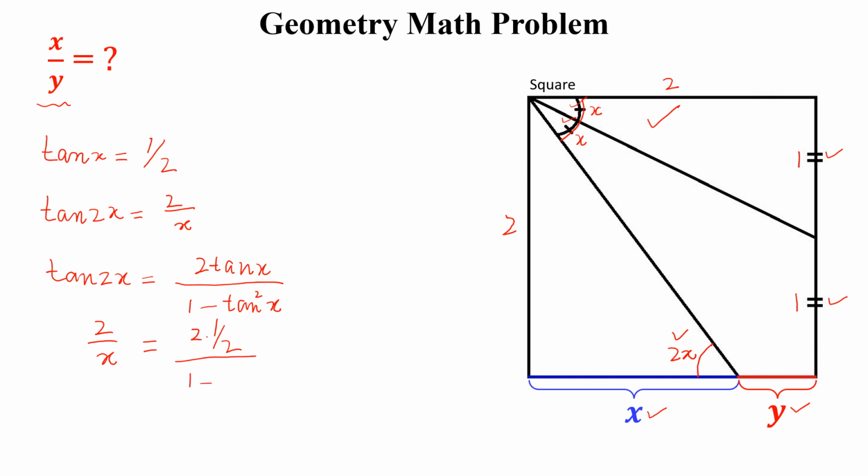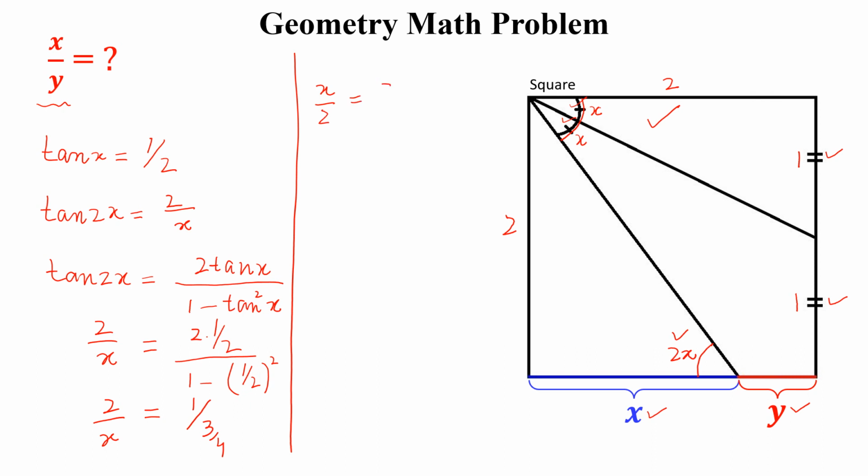divided by 1 minus 1 by 2 square. If we simplify this, we will get 2 by x equal to 1 over 3 by 4. We can write this is x by 2 equal to 3 by 4. If we simplify this, from here we will get x equal to 3 by 2.